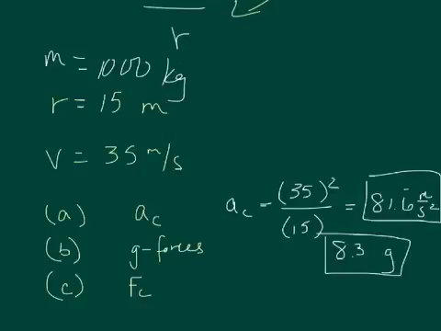This is where the midterm ends, so up to this point, yeah. Okay? Wait, I'm confused how to find FC. You just multiply 1,000 by 81 point.